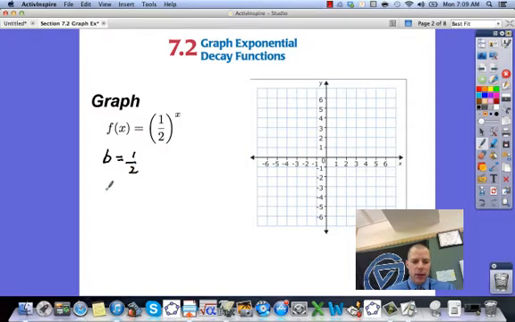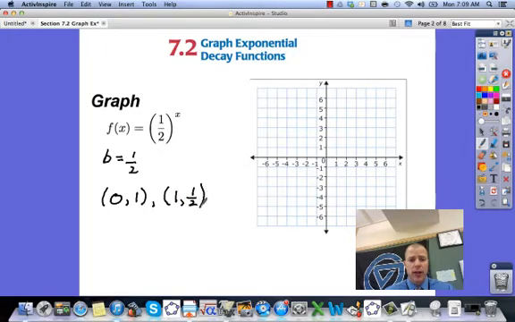Now you only need a couple of points to plot. Anything to the 0 power is always 1, so that was our one hint on the points we can plot. And then the next one here is if you put 1 in, you actually can just plug in b. So you get 1 and 1/2.